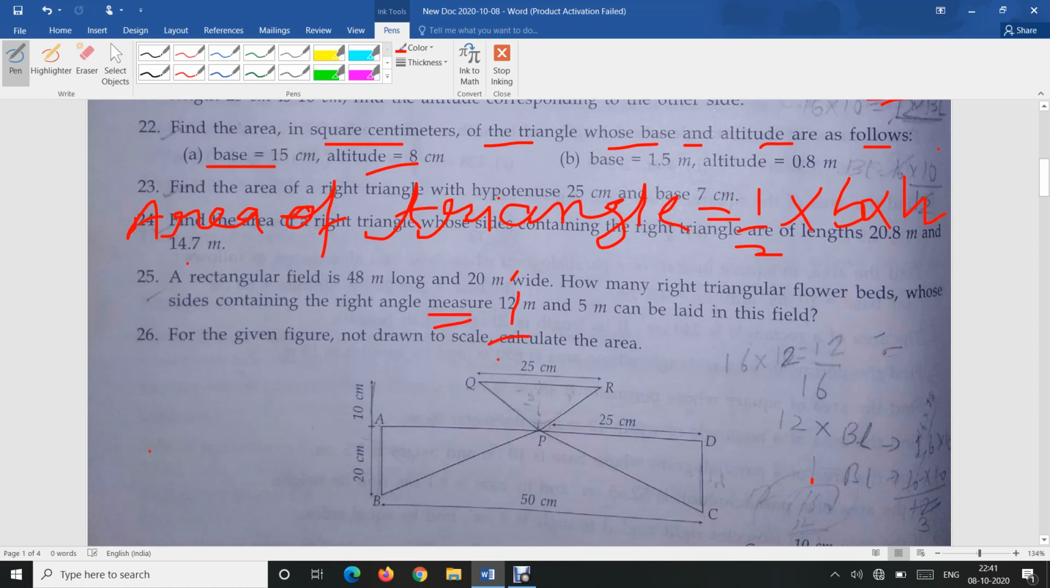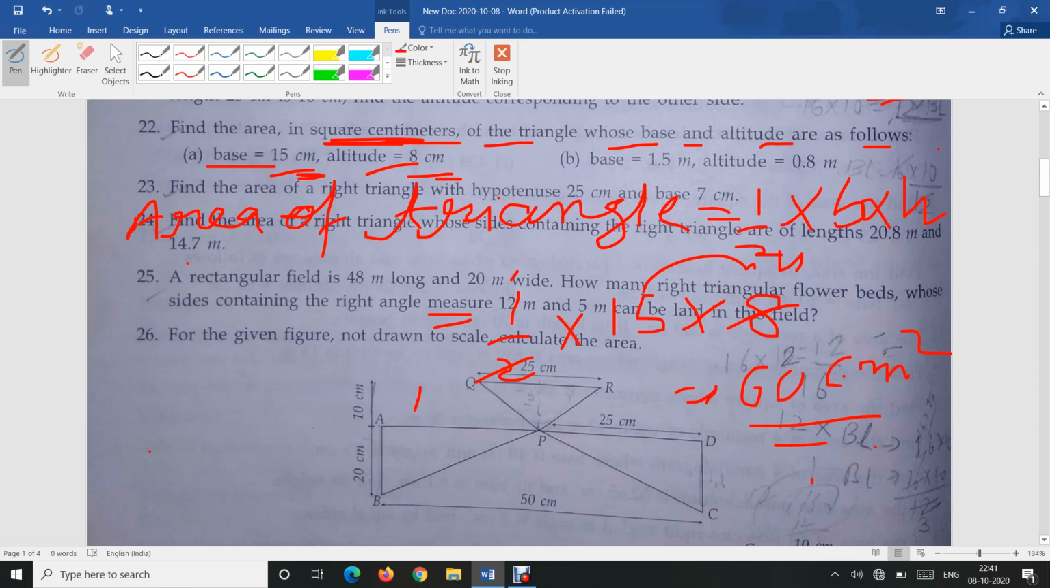In this case, half multiplied by base, which is 15 centimeter, multiplied by altitude, which is 8 centimeter, also called height. It is talking about square centimeters. The unit is already in centimeters, so there is no need to convert it. Now 2 ones are 2, 2 fours are 8. Now it will be 15 multiplied by 4, it's 60. That means 60 centimeter square will be the area of the triangle for the first case.